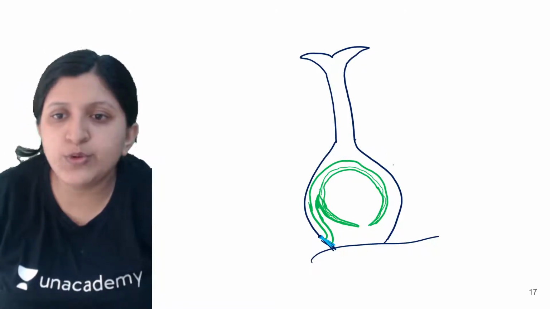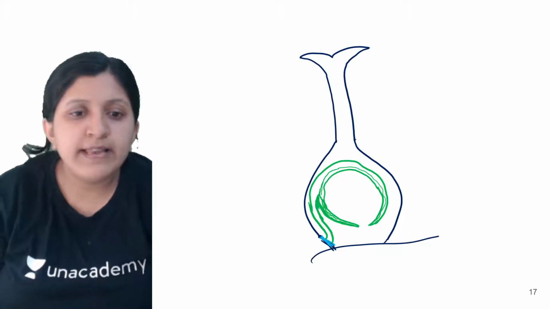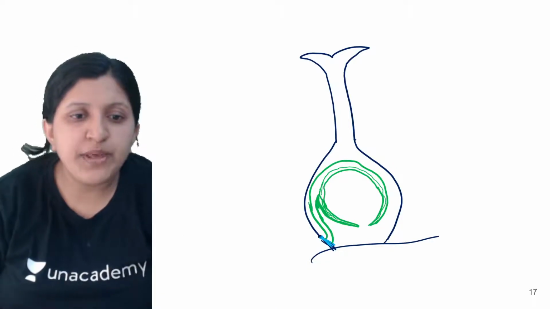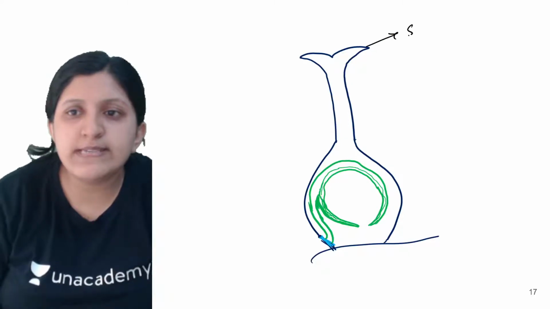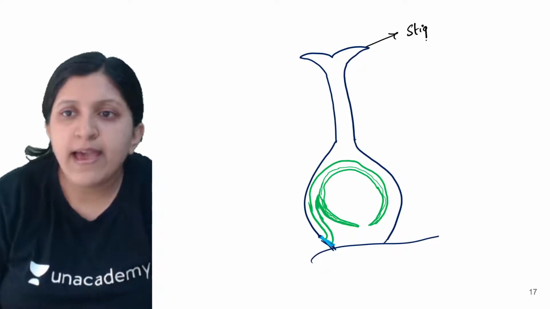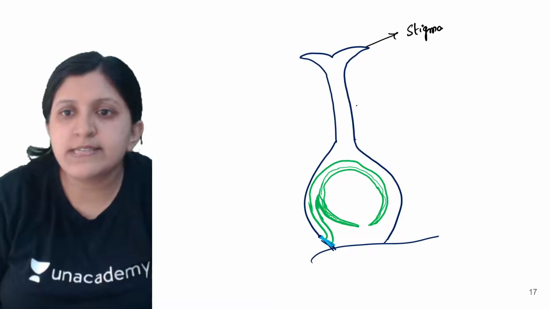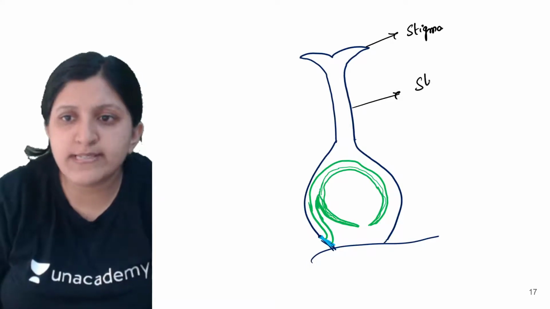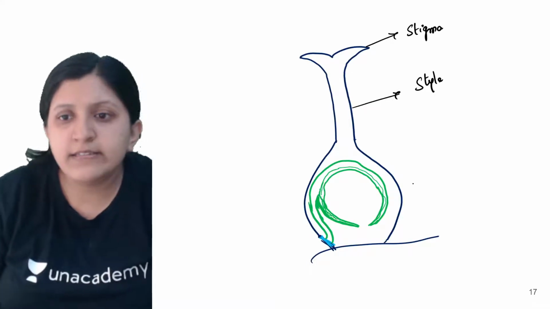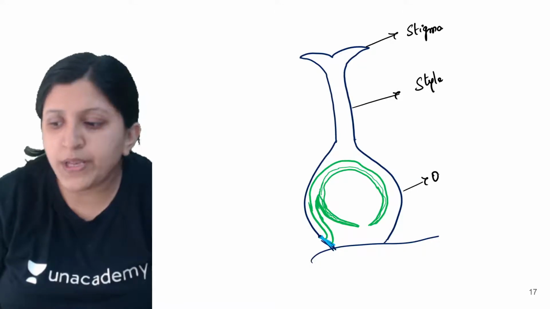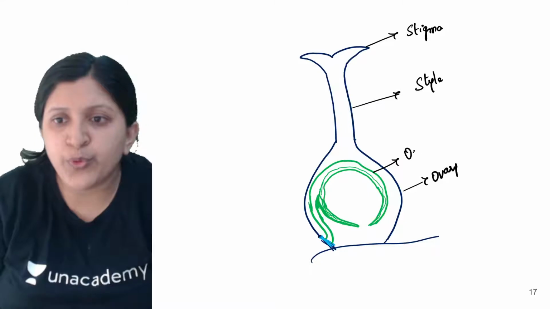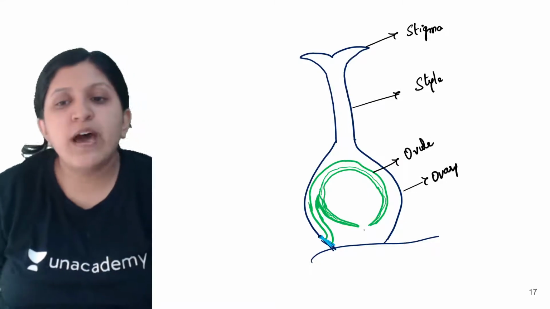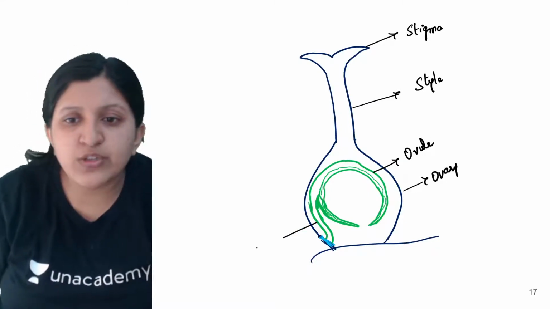So this one is ovary. Let me just label each one of them now. This is the stigma, and here is the style. This one is style, and this one is ovary. Then this one is ovule. All right, now this one is actually a funicle.